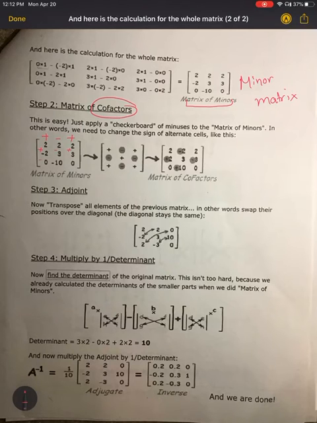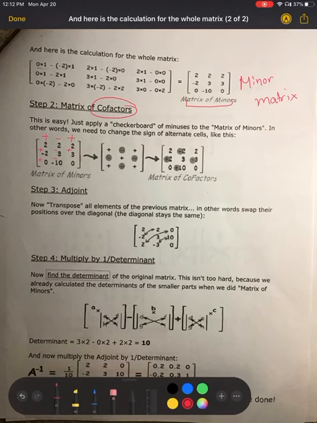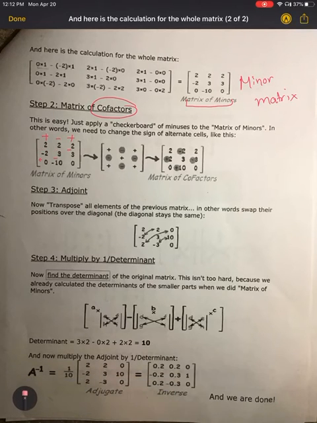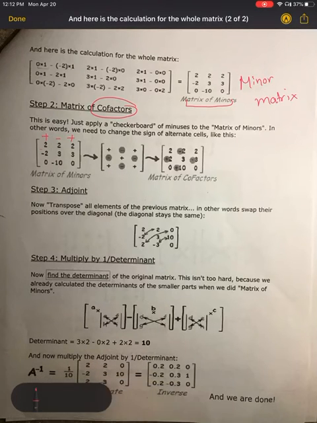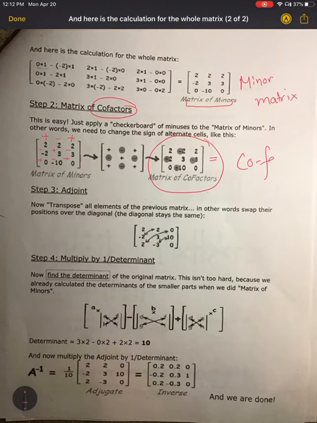Oh gosh, I messed up. Go back, go back. Here you go. All right, so this would be minus, plus, minus, plus, minus, and plus. So basically what you got to do is multiply every number by that sign and then simplify. Once you multiply by the sign, this new matrix is going to be your cofactor matrix. I repeat, this is called the cofactor matrix.